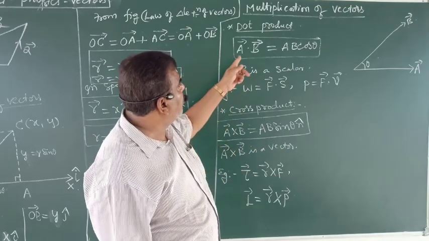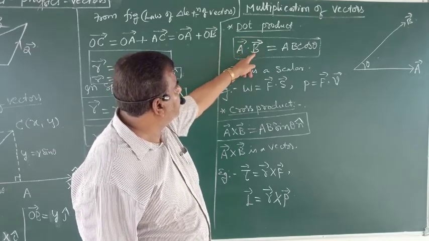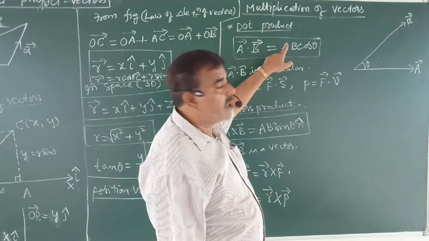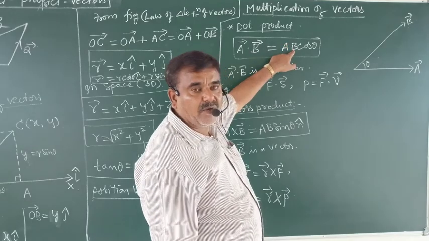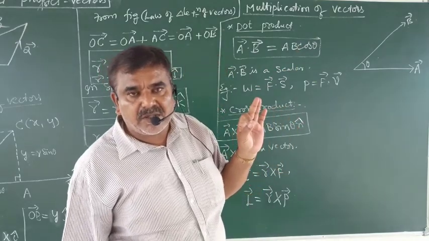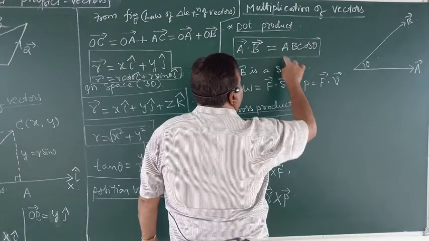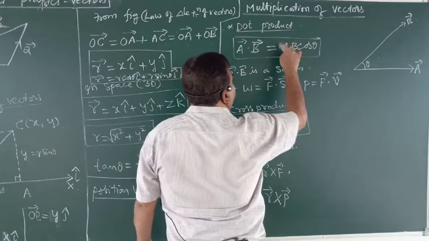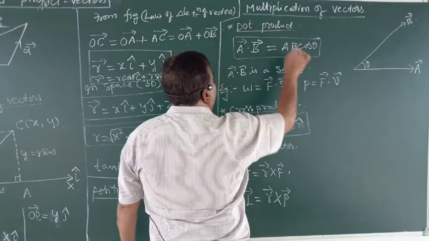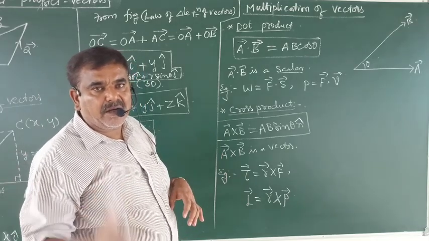Now, observe the definition of the dot product clearly. This is vector A, this is vector B. A dot B equals AB cos theta. This simple A means the magnitude of A, this is the magnitude of B. Cos theta is again a scalar. It is only magnitude. Magnitude into magnitude into magnitude is only magnitude. That means the right side is a scalar. That is why the dot product is also called the scalar product. The dot product of two vectors is a scalar.